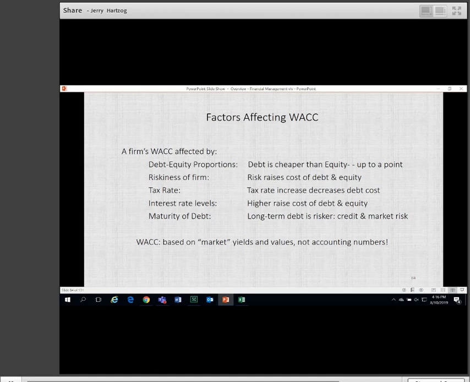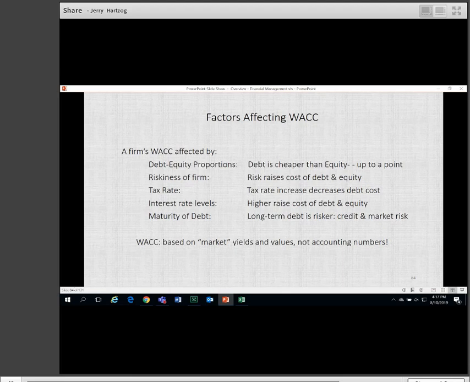Next, higher interest rate levels. Higher interest rates increase both the cost of debt and equity. The debt, we said, corporate debt trades at the spread over Treasury securities. So if Treasury security yields go up, the cost of the debt goes up. Same thing with equity. Remember, we said that in the capital asset pricing model, the required return is the risk-free rate plus a premium. So that would affect the cost of equity. And finally, the maturity of the debt. Long-term debt tends to be viewed as riskier. So if you have more long-term debt, then your WACC tends to be higher.